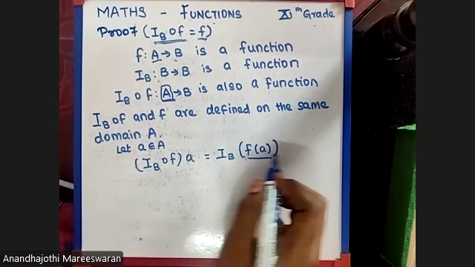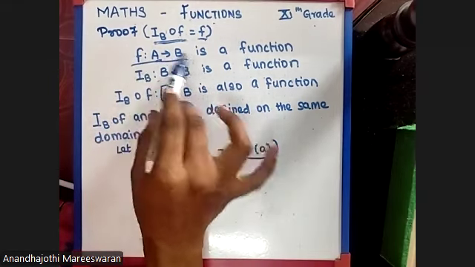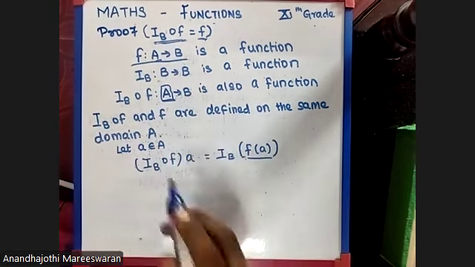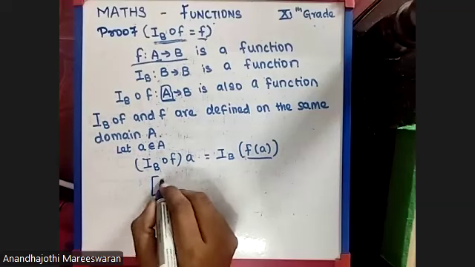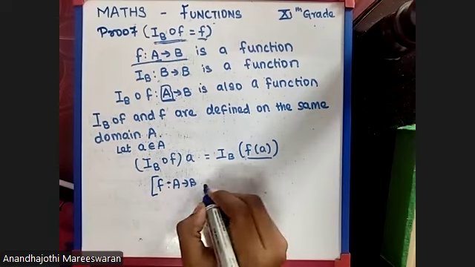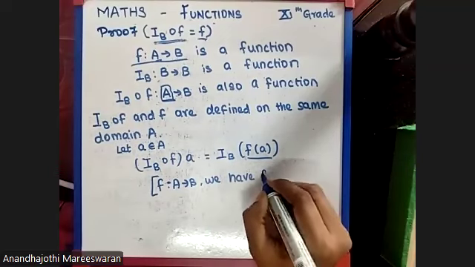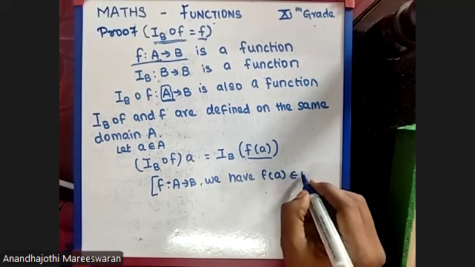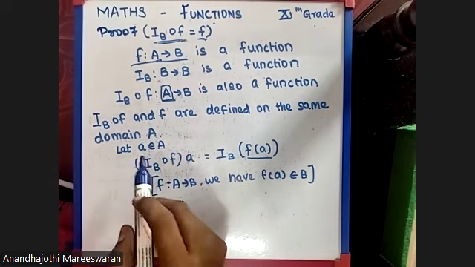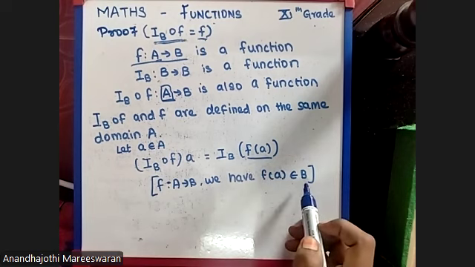From the function itself, we can know that f maps A to B. So f of a will already belong to B. Shall we write it down? Yes. f maps A to B, so we have f of a belongs to B. There will be a little bit of confusion, right? a belongs to set A, but f of a belongs to B.